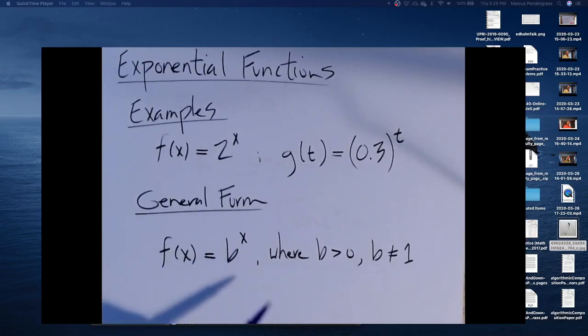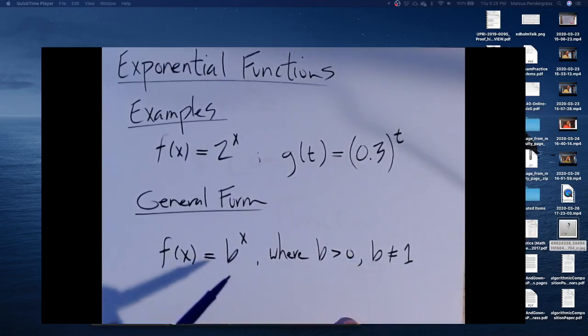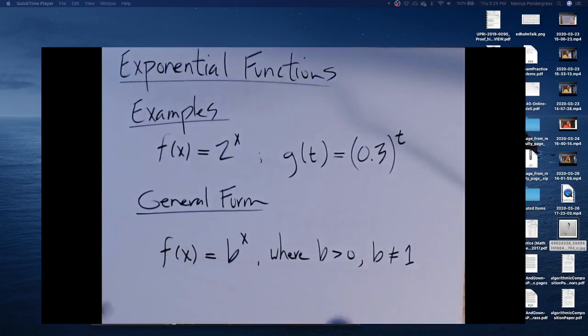And also, we assume b is different than 1 because 1 to any power is just 1, so that would be a very uninteresting function. 1 to the x is just going to always be equal to 1 no matter what x is.